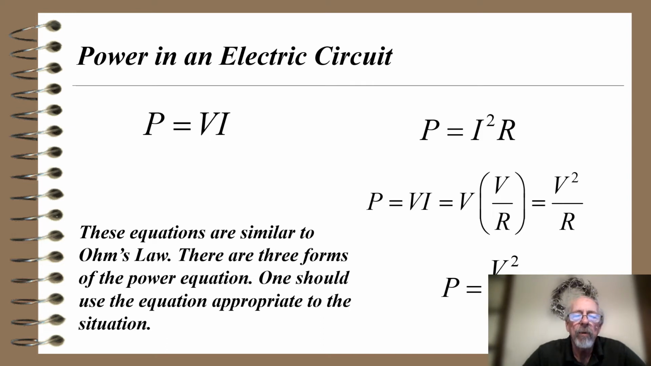One should use the equation appropriate to the situation. That is, what do you know? If you know voltage and current, you can figure out power. If all you know is current and resistance, you can figure out power that way. Or if all you know is voltage and resistance, you can figure out power using V squared over R.